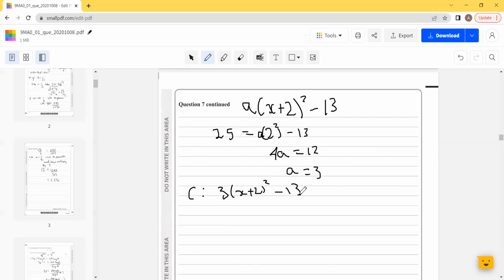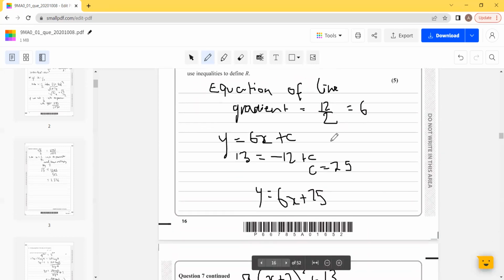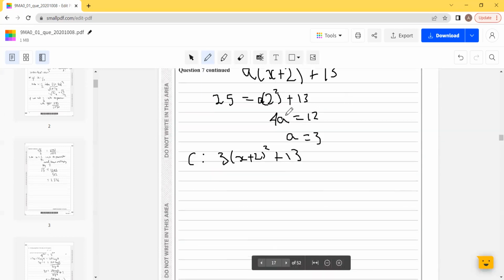We can start to define the region R by the inequalities. Sorry, this should be plus 13, not minus, because the turning point is minus 2, plus 13, not minus. Sorry about that, guys. This should be plus 13.